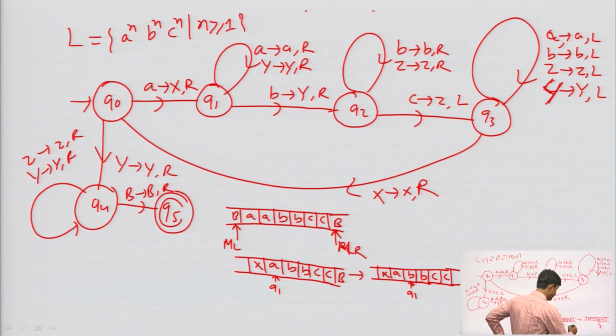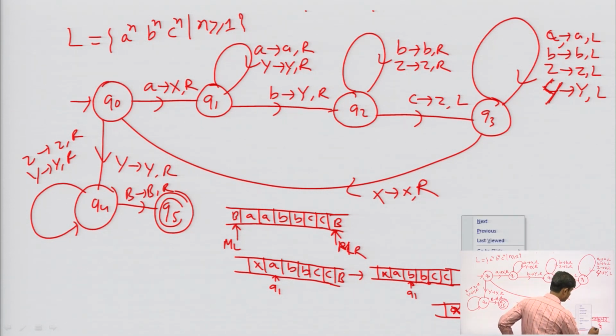So what will be there? Here you see, this is X and this is A, this is Y and this is B and this is C. Now Q2 points to C.